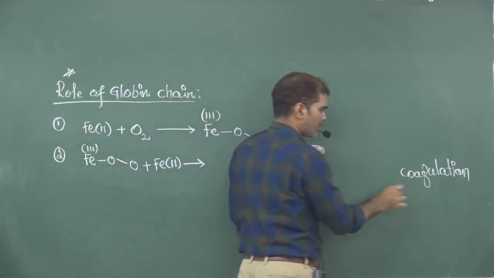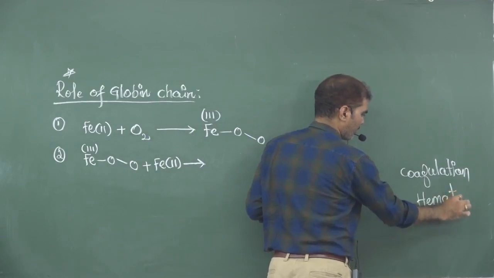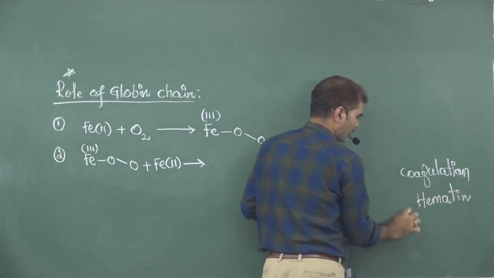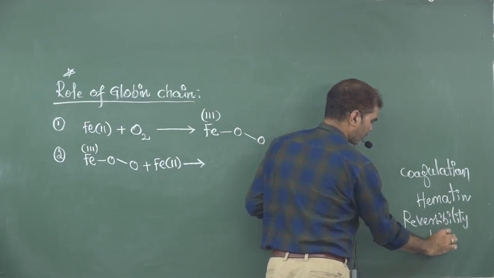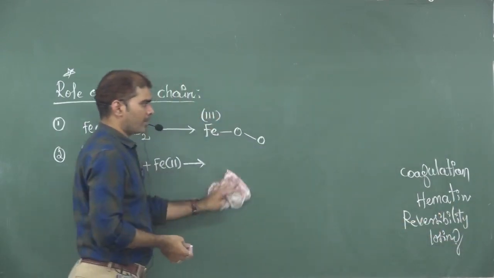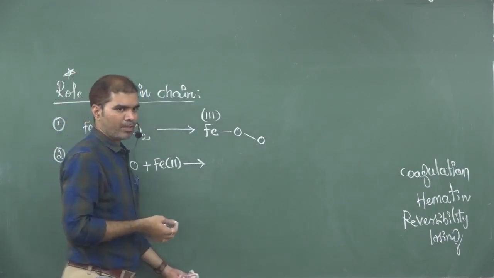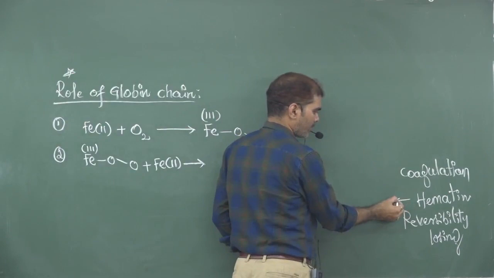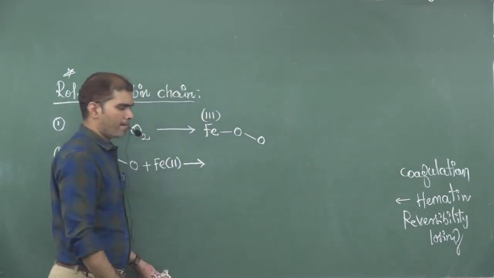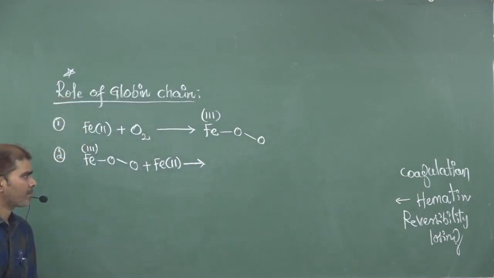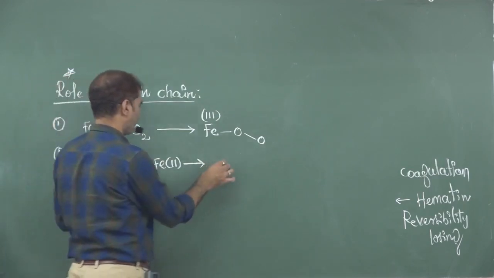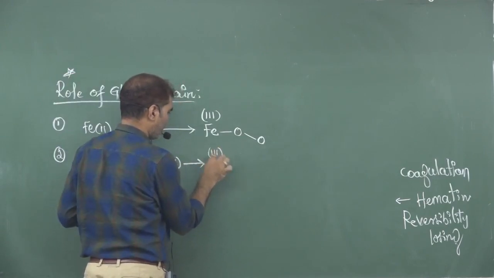Coagulation means it is just converting into hematin, where it is precipitating completely. It is losing reversibility. So it is protecting hemoglobin from coagulation, protecting hemoglobin by not converting into hematin.